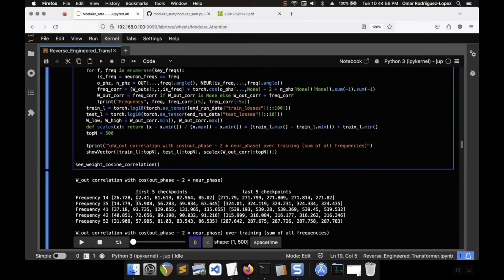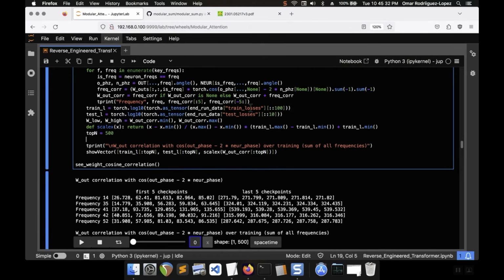for each frequency, they're monotonically increasing. It starts out with the first 5 checkpoints. For instance here, 26, 62, 81, 82, 85. So from the beginning, there are no negative correlations anywhere around here. Probably because of the random seed of the network, it just found the frequencies pretty quick. But yeah, it's monotonically increasing. By the time you get to the last 5 of 500 checkpoints, it's still increasing, but just barely. But it never goes down.